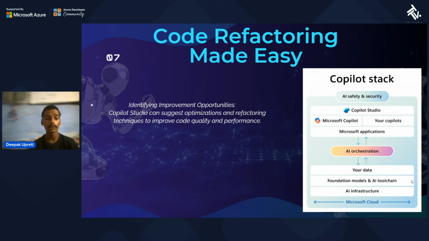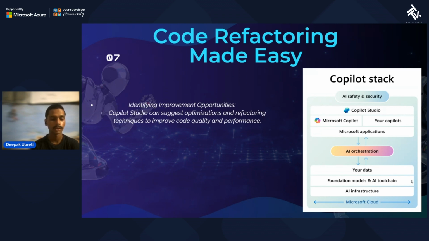Benefits of continuous refactoring: regular refactoring with the help of Copilot Studio fosters a culture of continuous improvement within your development team. It encourages developers to constantly seek better ways to structure and write code, leading to a more maintainable and scalable code base. This proactive approach minimizes technical debt, reduces the likelihood of bugs and errors, and ensures that your software evolves gracefully over time.